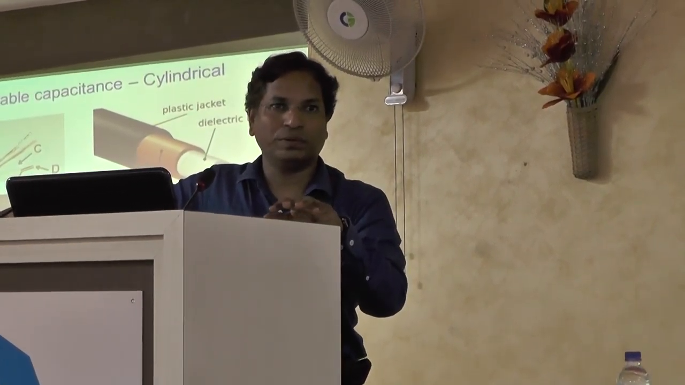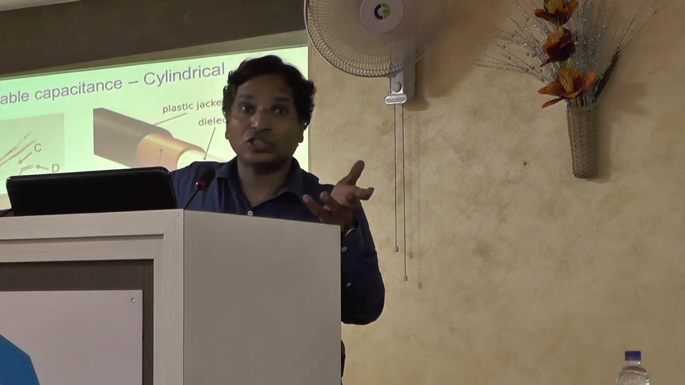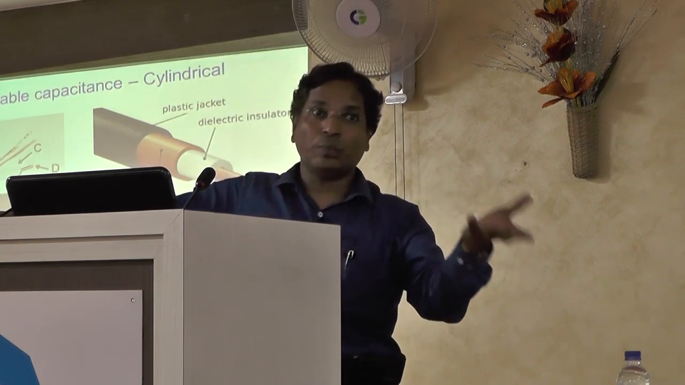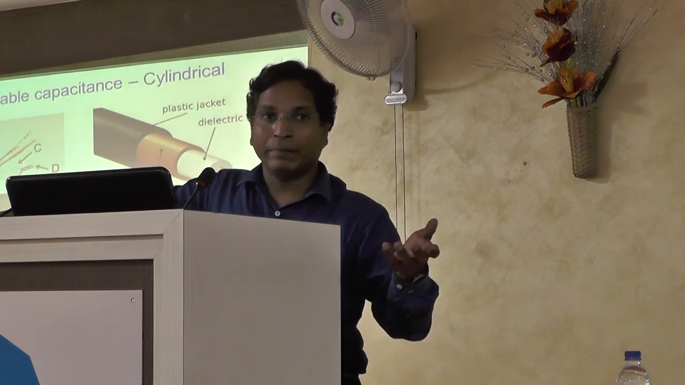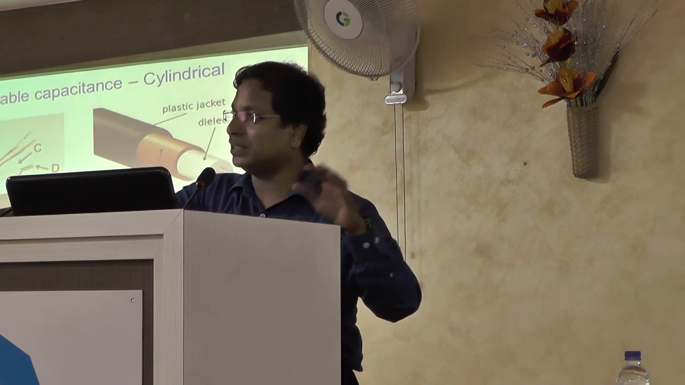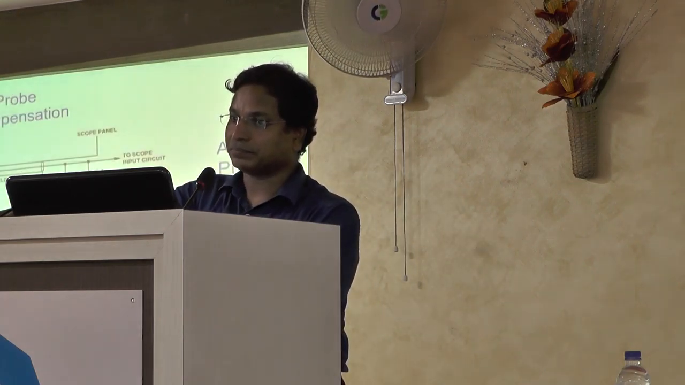They bought a costly, very branded oscilloscope for the lab. They might have seen the cost of the probe, and the cost of the probe is very high. Even if the scope, the CRO, is good, if the probe is bad, the whole quality of the oscilloscope is lost in the probe itself, because probing is very, very necessary.